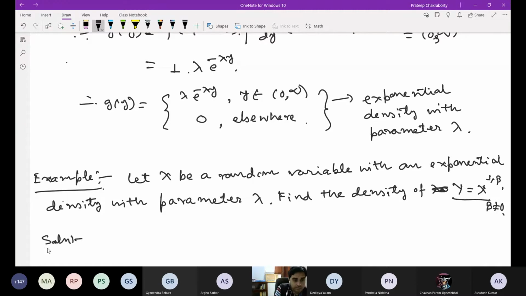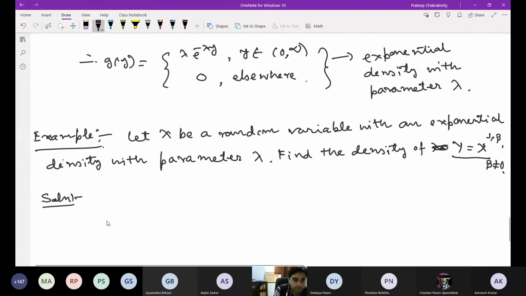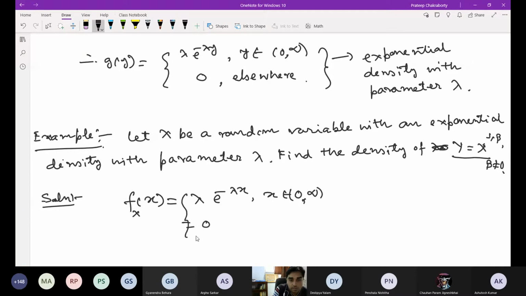So we just use the previous theorem again here. In this case, we know that f of x, the density function, is lambda e power minus lambda x, where x belongs to 0 comma infinity, and 0 elsewhere.